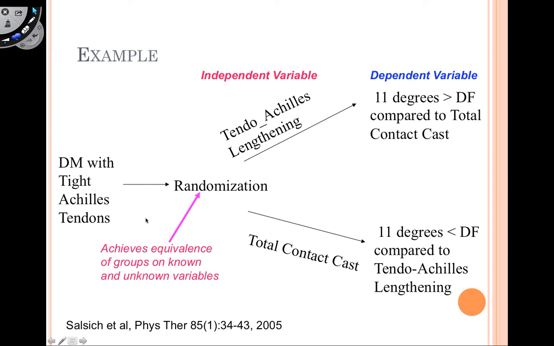Okay, and so essentially, we do a pre-test in this case on dorsiflexion range of motion in both groups. And what we notice is that pre to post, afterward, the tendo Achilles lengthening group has a greater dorsiflexion than 11 degrees. The total contact cast has less than that. And so the better treatment relative to dorsiflexion range of motion is tendo Achilles lengthening.